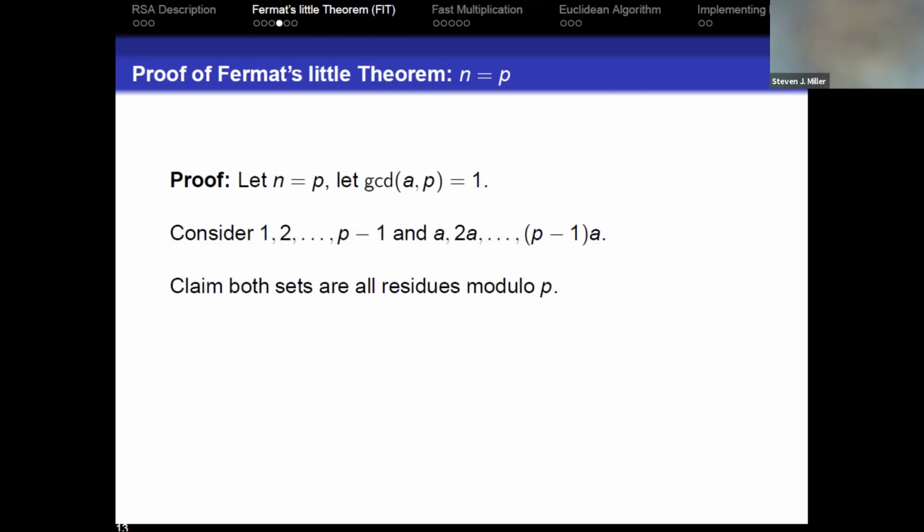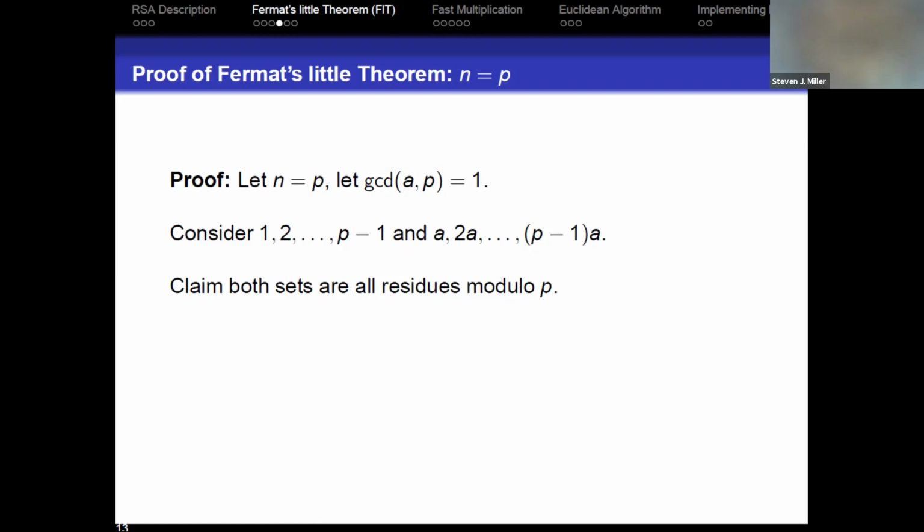The first proof is going to be in the case when n is a prime. And this proof can be tweaked with very little effort to work for all n, but I do not want to do that tweak. So we'll let n be p. We'll choose a number A such that the greatest common divisor of A and p is 1, so they're relatively prime. So consider the numbers 1, 2, all the way up to p minus 1. And consider the numbers A, 2A, 3A, 4A, all the way up to p minus 1 times A. So what I've basically done is I've taken every element in my first list and I've multiplied by A.